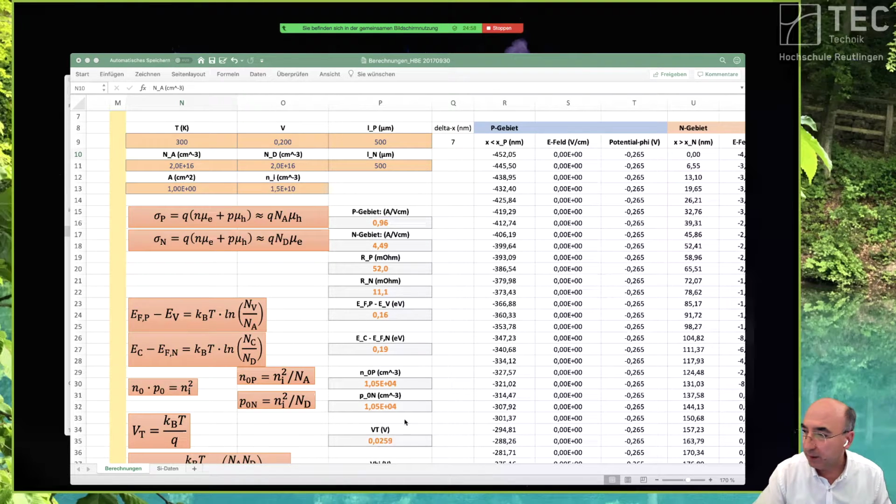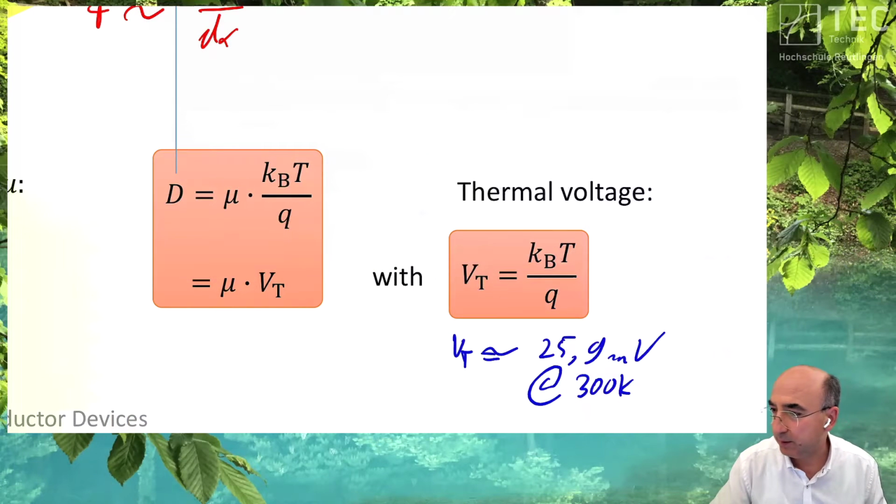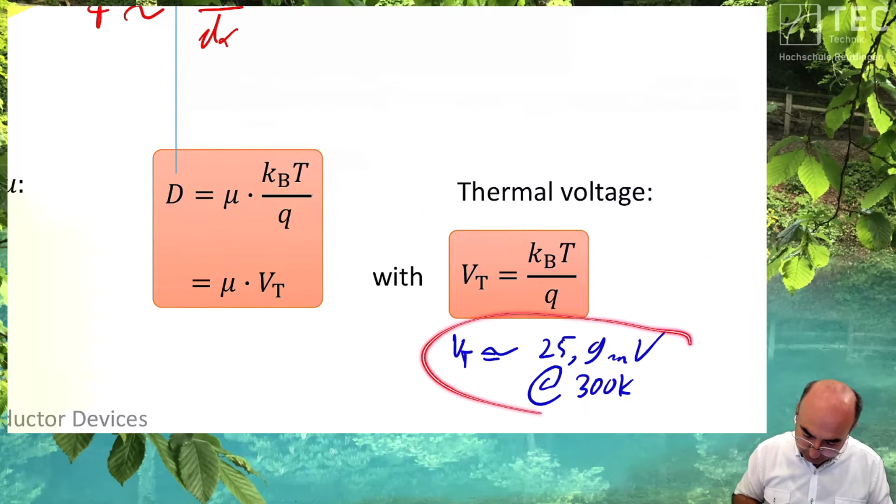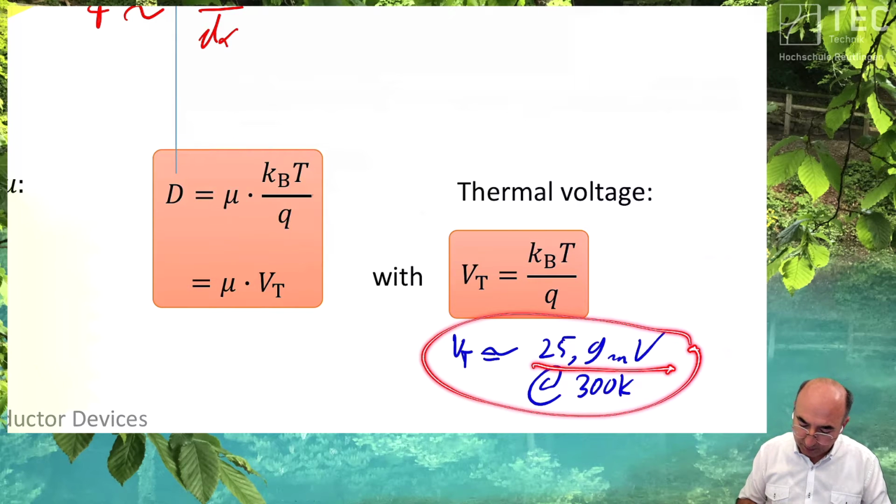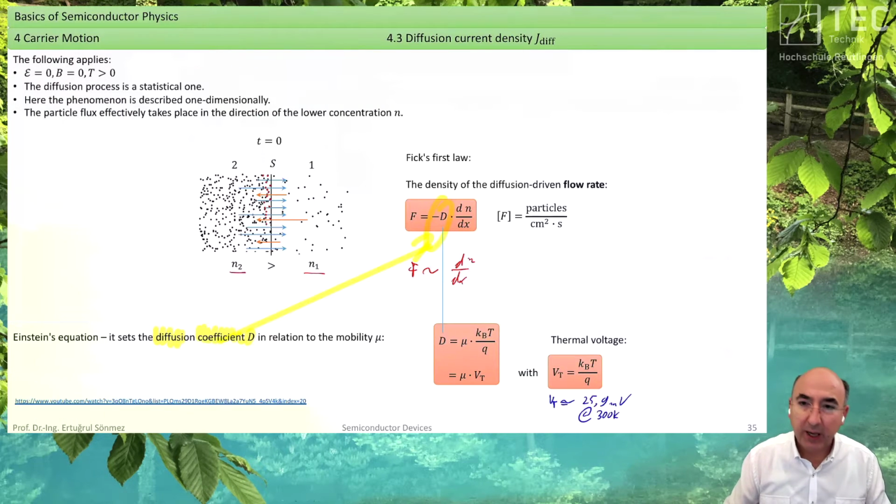Okay, now let's go back to this and to here. So if we talk about the thermal voltage, we talk about 25.9 millivolt at 300 Kelvin. Well, now we have all we need to know about flow rate.